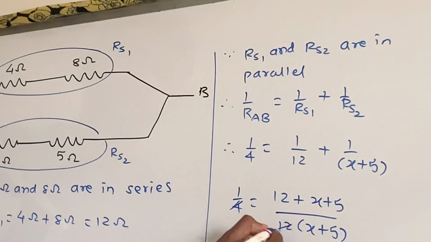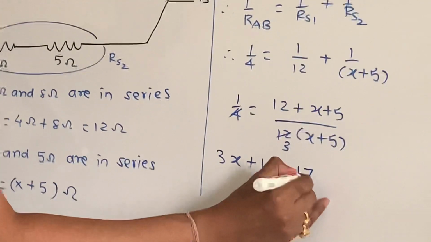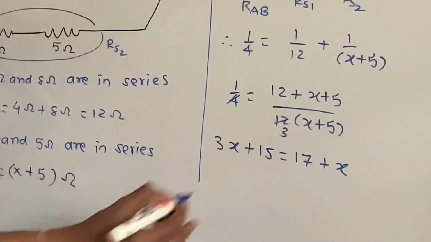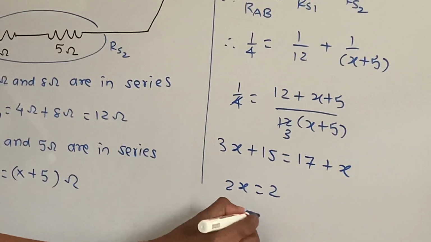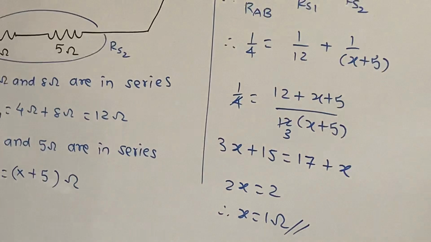This is 1, this is 3. So this is 3X plus 15 is equal to 12 plus 5, that is 17 plus X. So this comes out to be 2X equal to 2. So my X comes out to be 1.